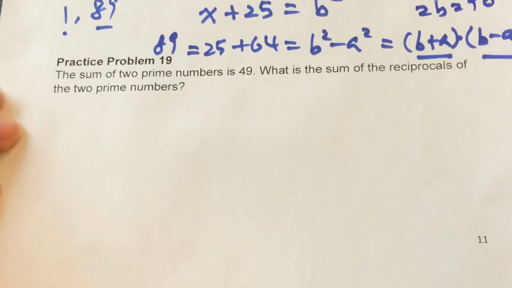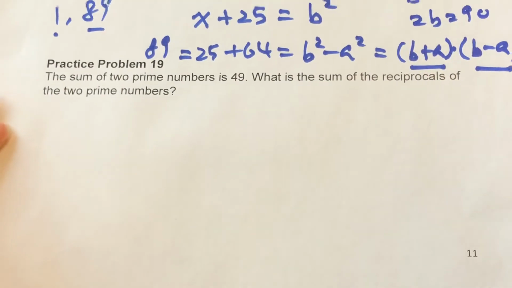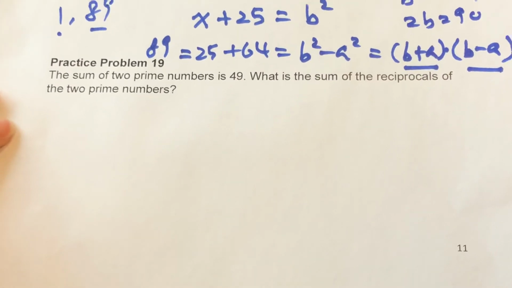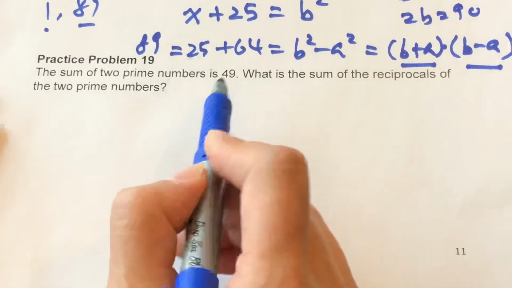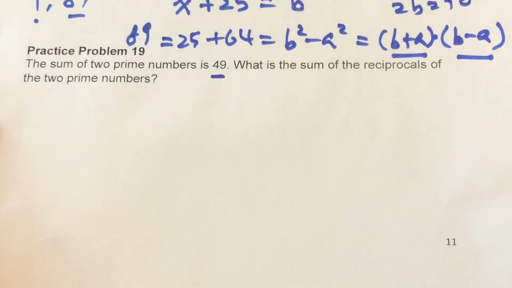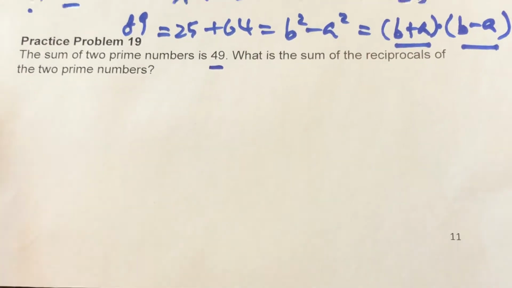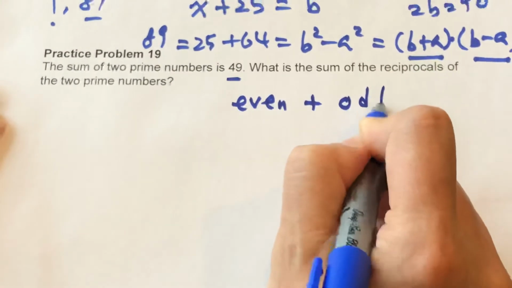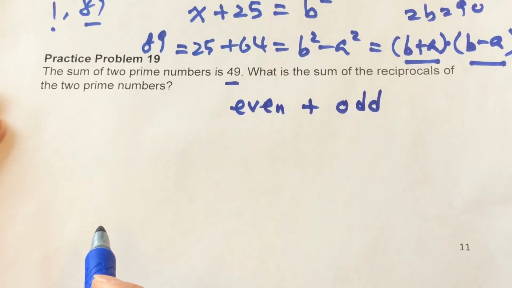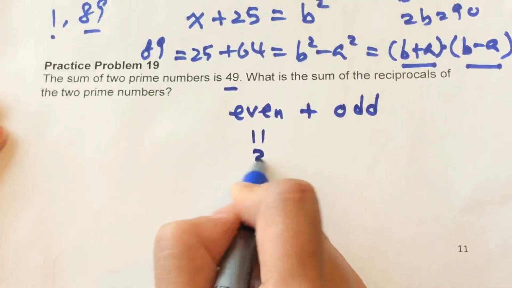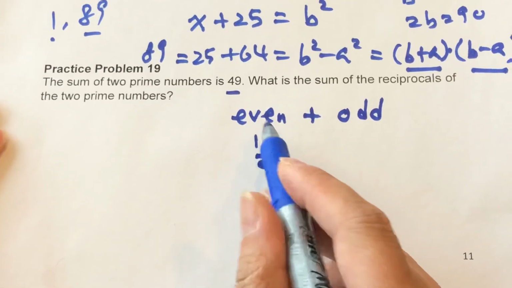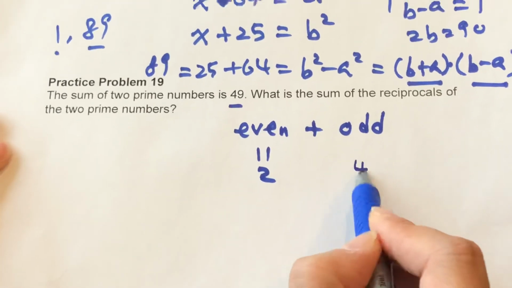19. The sum of 2 prime numbers is 49. What is the sum of the reciprocals of the 2 prime numbers? Okay, here the trick is the sum of the 2 prime numbers is 49. So that has to be an even number plus an odd number. What even number is a prime number? That has to be 2. That's the only case, okay? So if the even number is 2, the other number has to be 47.